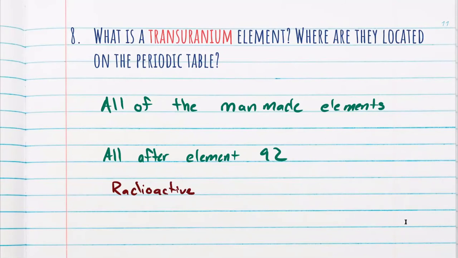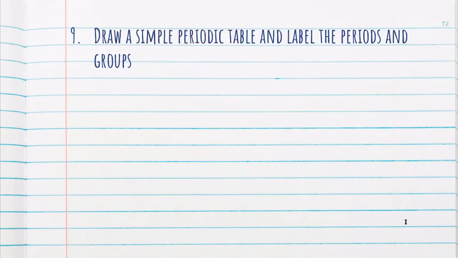Lastly, we're going to move on to question 9. It says to draw a simple periodic table, label the periods and the groups. So I'm going to give it my best shot. I'm going to draw mine, and it's not going to be perfect, but make sure that yours looks better than mine.